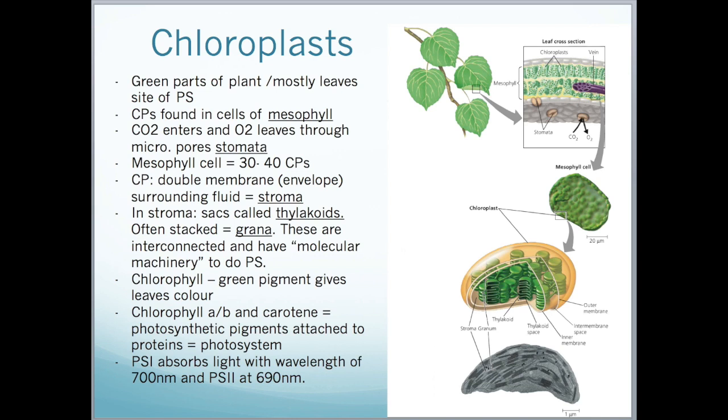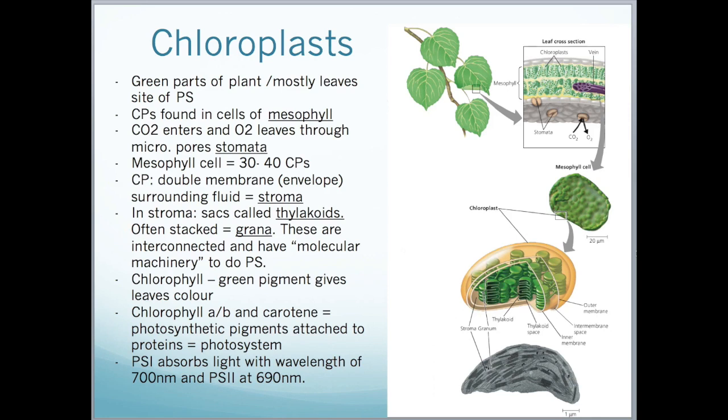So chloroplasts are small flattened organelles which are found in plant cells, in the green parts of the plant, so mostly leaves, which are the sites of photosynthesis. They have double membranes called the chloroplast envelope, and we find them in the mesophyll layer, shown here on the leaf, and this is the cross-section of the leaf. So these are the chloroplasts, and this is a mesophyll cell, and inside a mesophyll cell we've got these organelles, chloroplasts. Carbon dioxide enters and oxygen leaves through micropores called stomata.